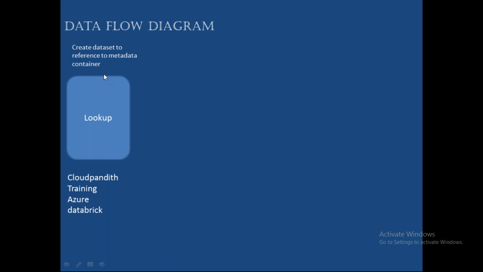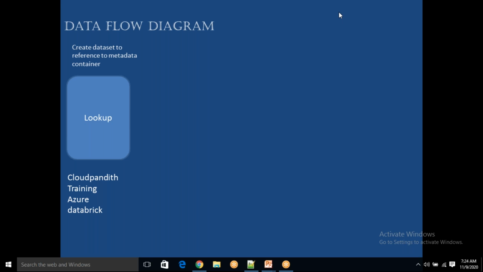Clear, friends? Can anybody who understood tell me how many containers I will have in my storage in total? One is metadata, 4 are these. In total I will have 5 containers in my storage. Now where will I upload my metadata? I will upload a file which has these 4 pieces of information. In a file I will keep these 4 folder names, and that file I will upload in a metadata folder. I will create a dataset to refer to this folder.